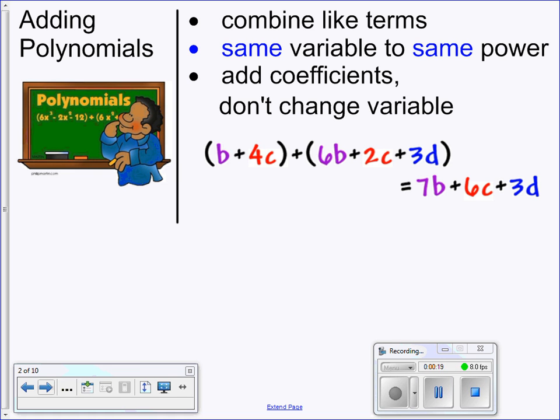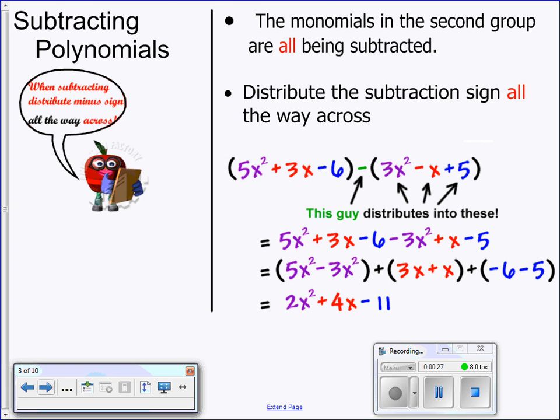So 1b plus 6b is 7b. 4c plus 2c is 6c. And 3d is with nothing. When we subtract monomials, we subtract the second group. The monomials in the entire second group are all being subtracted. So you've got to remember to distribute that all the way across. So this is minus 3x squared plus x minus 5.